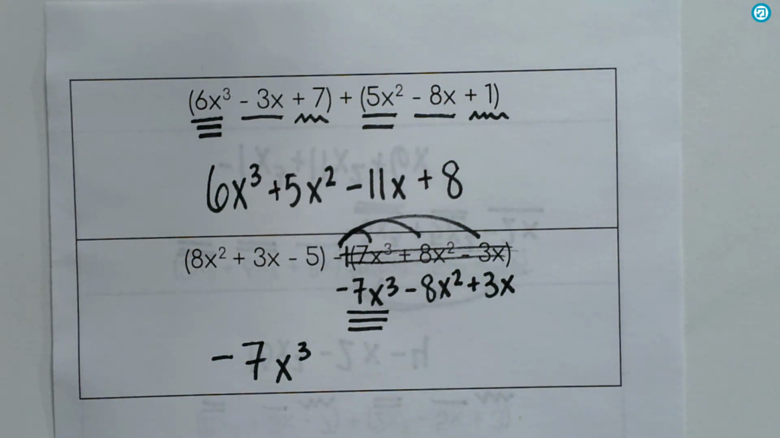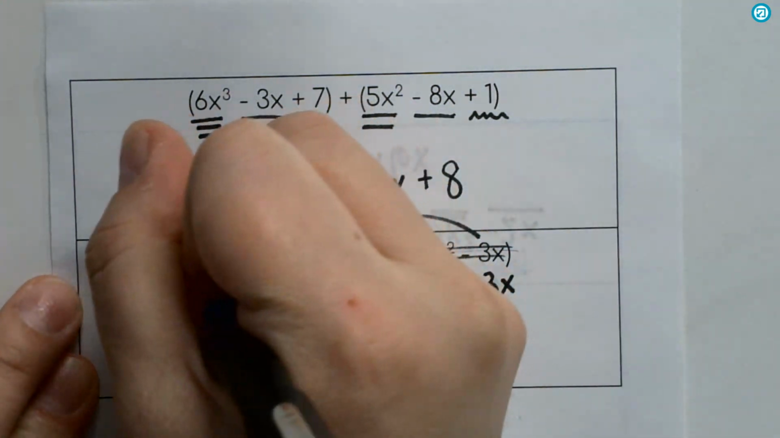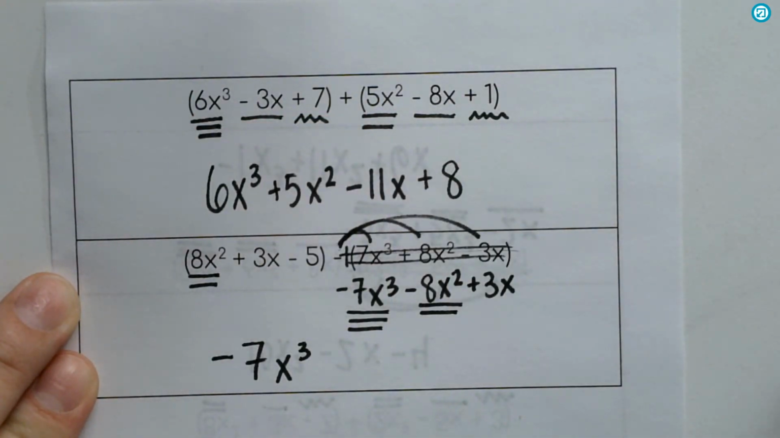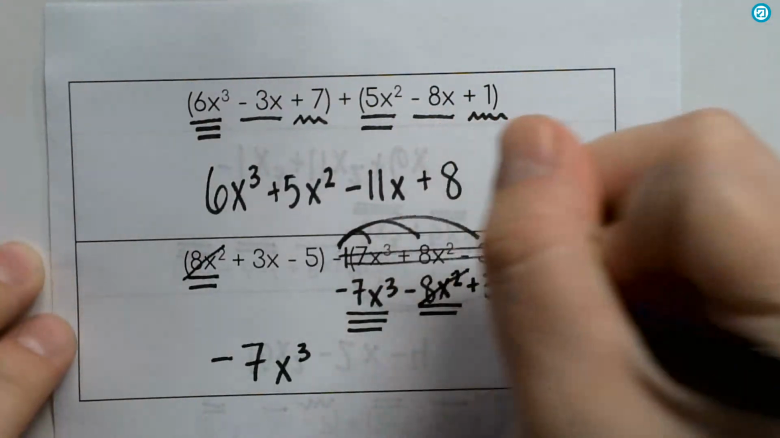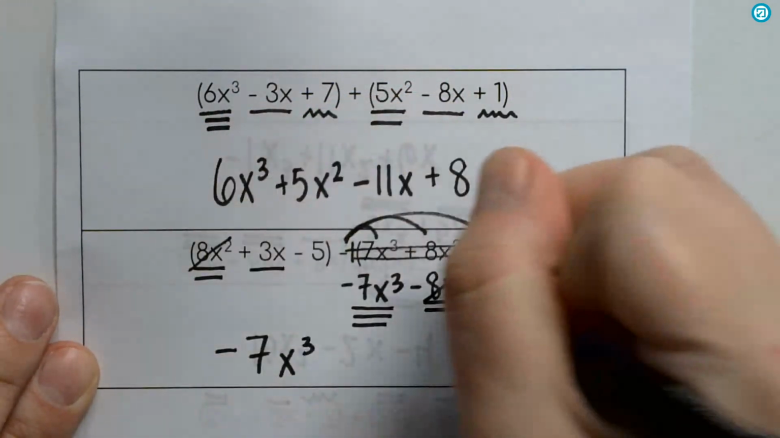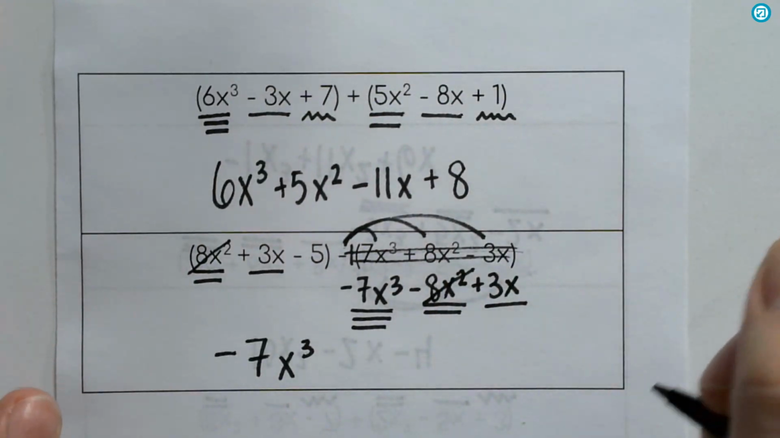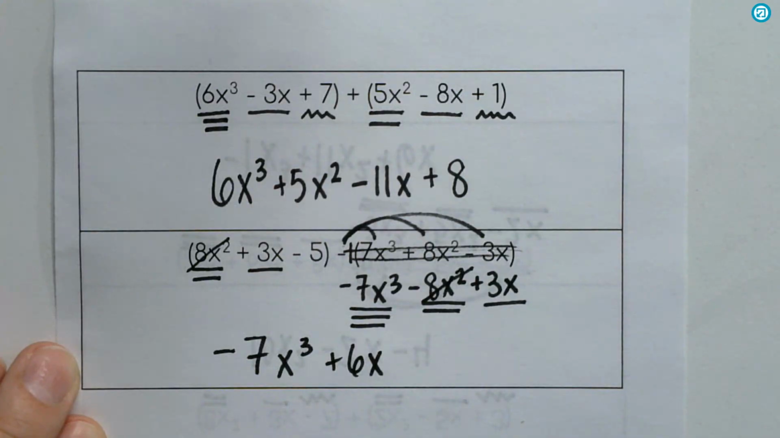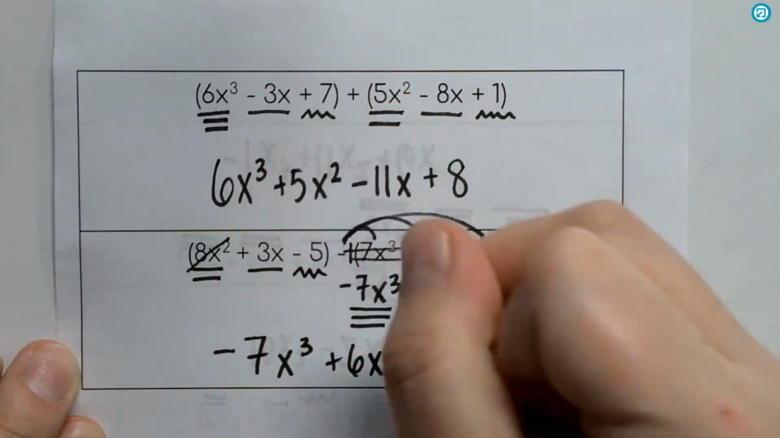Okay, then I'm going to deal with my 8x squareds. So I've got 8x squared and negative 8x squared. 8 minus 8 is 0. Those cancel out. They are not part of my answer. I do not write down x squared because there is not one x squared. There is none x squared. Then I've got 3x and 3x. 3x plus 3x, that makes 6x. And then I've got my minus 5 here at the end.